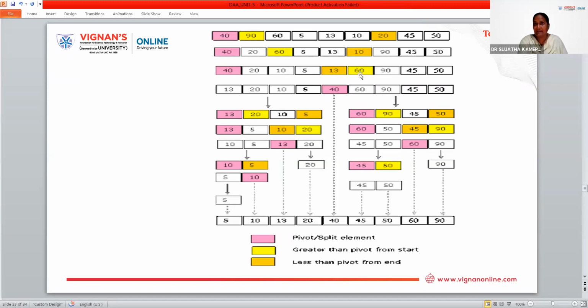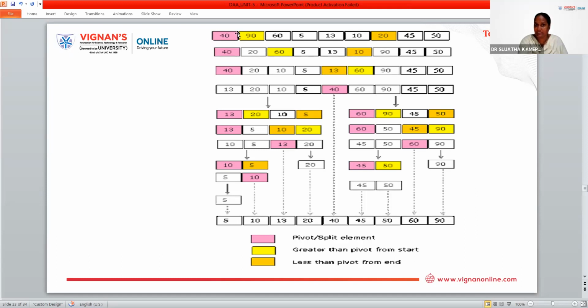60 is already rearranged, so that's why we are moving this element. We are replacing this element with the pivot element. So here 13 comes here, 40 comes here. Now pivot is rearranged. Pivot is rearranged means that it is present in the correct position. The elements which are present before pivot are less than it. The elements which are present after pivot are greater than it.